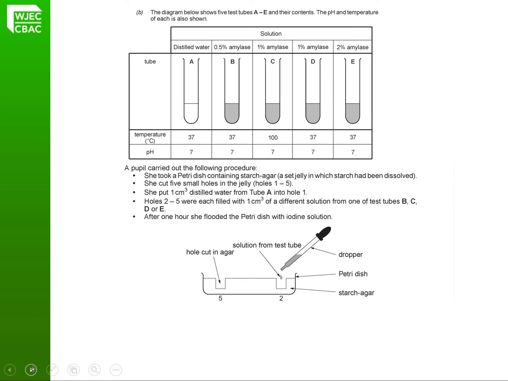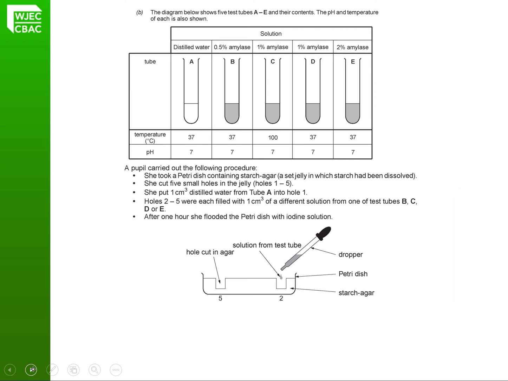She took a Petri dish containing starch agar, so a jelly in which starch has been dissolved. She cut 5 small holes in the jelly, so holes 1 to 5, and then she put 1 centimetre cubed of the solution from each of the tubes into those holes. After 1 hour then, she flooded the Petri dish with iodine solution.